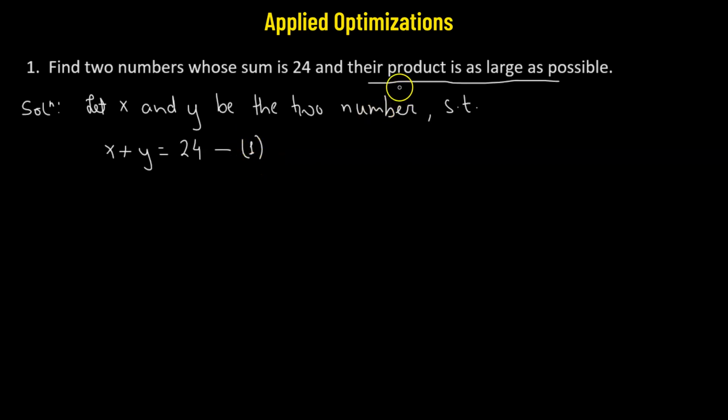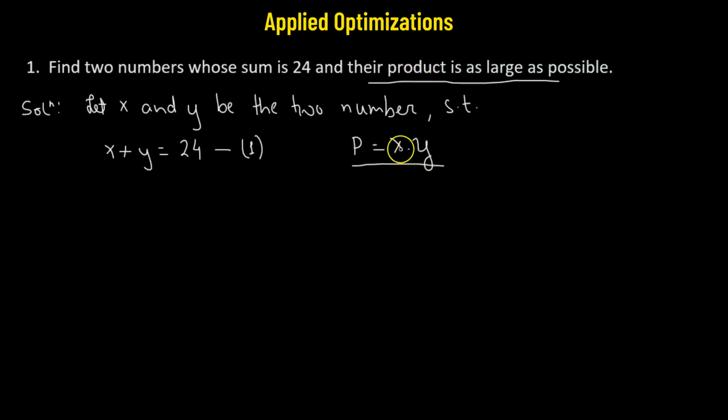And we need to find the product. The product must be as large as possible. If we denote our product with P, this will be x times y. So we have to choose the numbers x and y in such a way that the product is always going to be the largest product possible. Okay, so how to do this problem? The hint here is that we need to maximize the product. So this is where we will start our problem.